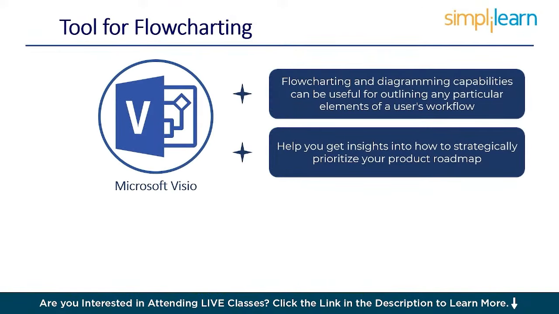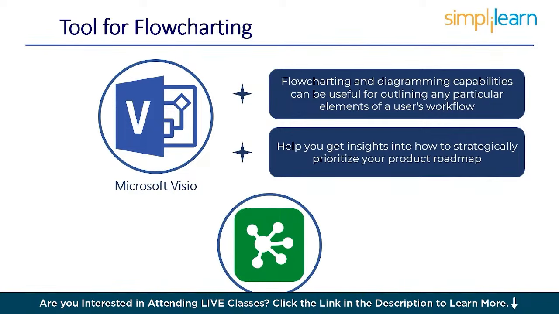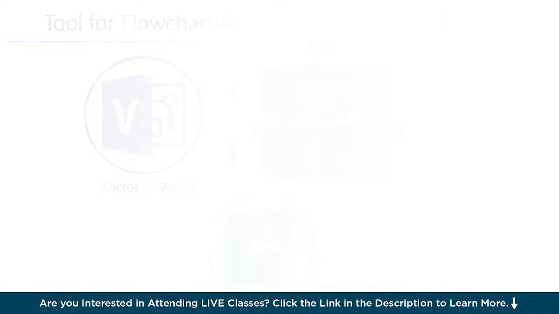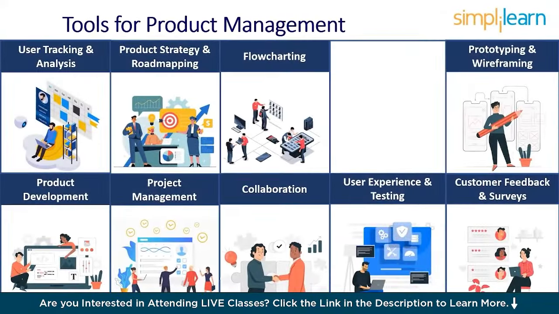Visio's flowcharting and diagramming capabilities can be useful for outlining any particular elements of a user's workflow or experience with your product. The flowcharts you generate using these tools may help you get insights into how to strategically prioritize your product roadmap, since they provide a visual representation of that workflow or experience rather than just a list of the stages your client will take. Apart from Microsoft Visio, OmniGraffle is the other good tool that can be used for flowcharting in product management. Now let's move ahead and know the other functionalities and tools for product management.